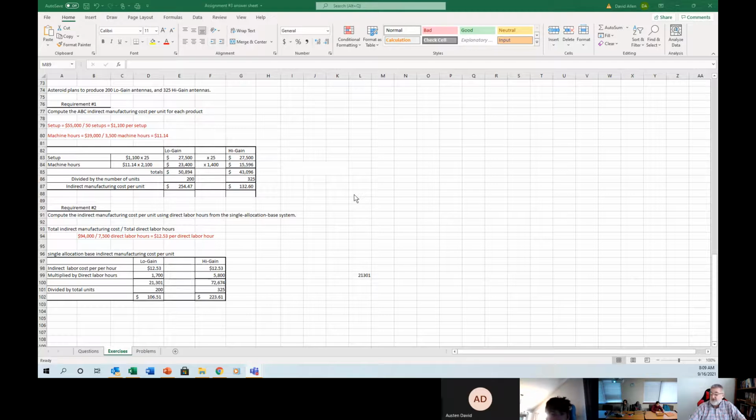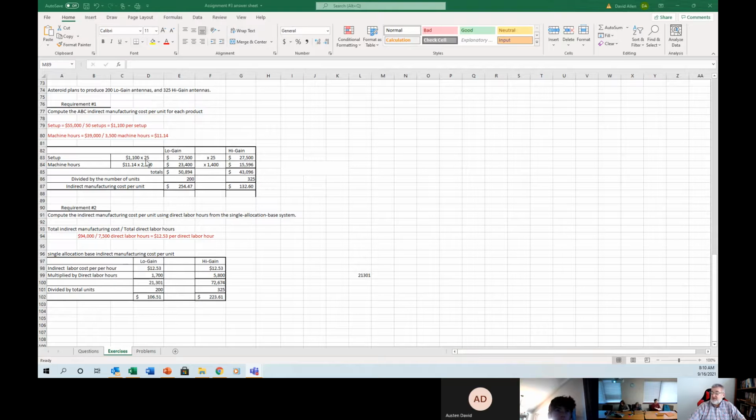That last problem for the homework, okay? Most of you did fine, and there were a couple of you that had some problems working this part, but we had to take the total cost for the setups divided by the total number of setups to get that it's $1,100 per setup, and the total machine hour cost divided by the total number of machine hours, to find out that for every machine hour it's $11.14. And then it's just simply doing the math.